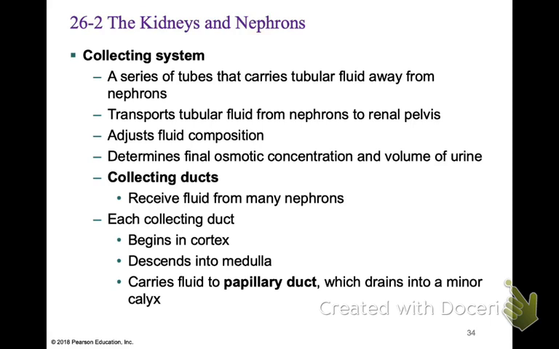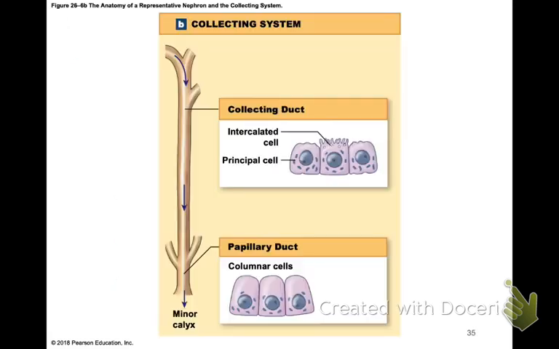The collecting system is mostly collecting ducts. They start in the cortical region, but they run through the medulla, and to some extent they can modify the composition of the fluid in them and reabsorb water or not reabsorb water, depending on the state of hydration of the body. They end at the papilla, which is the tip of the renal pyramid, at what we call the papillary duct, which drains into the minor calyx.